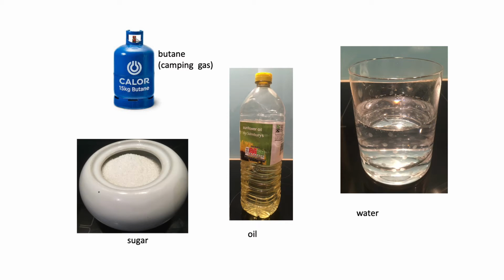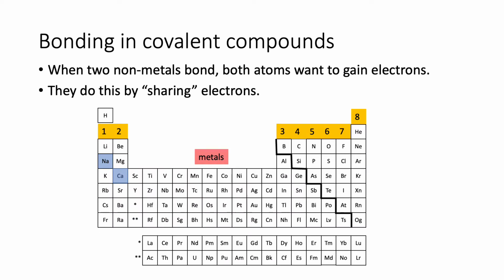Have a look at these examples of common covalent compounds: butane, sugar, water, and oil. Are they solids, liquids, or gases at room temperature? How does this differ from ionic compounds? To answer this question, we're going to look at the bonding in covalent compounds.